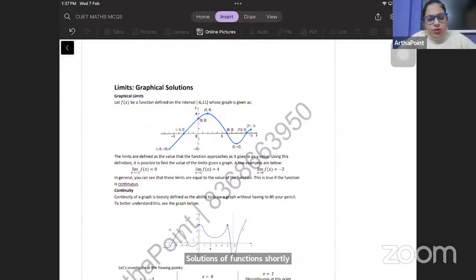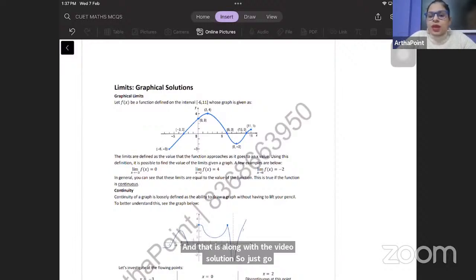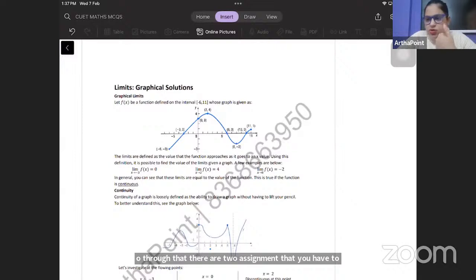For now, I have uploaded one more assignment on set theory, the first topic that we covered, along with the video solution. So just go through that. There are two assignments that you have to cover in set theory, and then the assignments on functions.